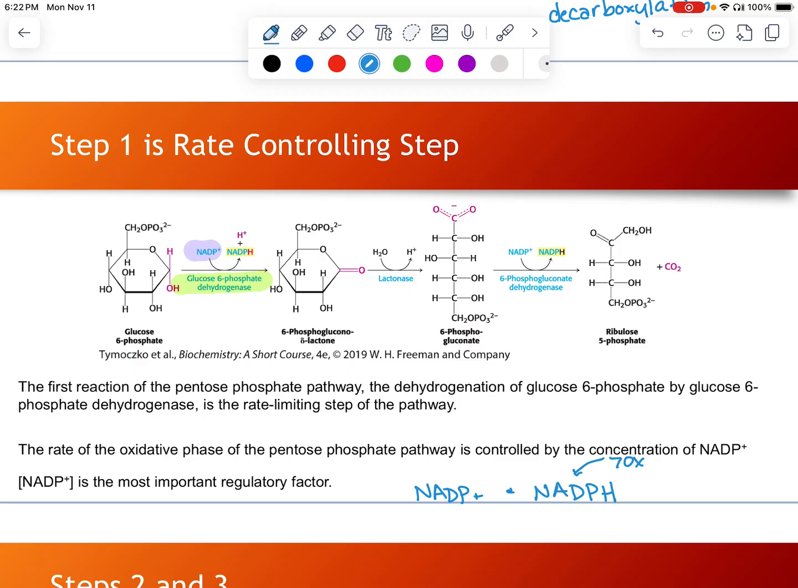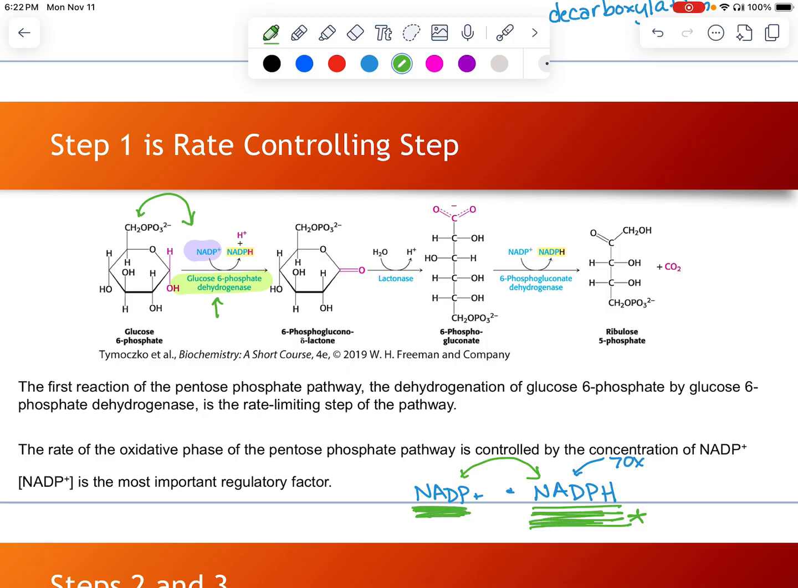Okay, and so since the active site in our enzyme can bond with either of these, and there's 70 times more of this, there is a really good chance that our active site is tied up with this. And when that's true, our reaction's not going to go forward because what needs to react is our glucose 6-phosphate and the NADP+. So these are going back and forth between each other, right? We have it either in this form or in this form.